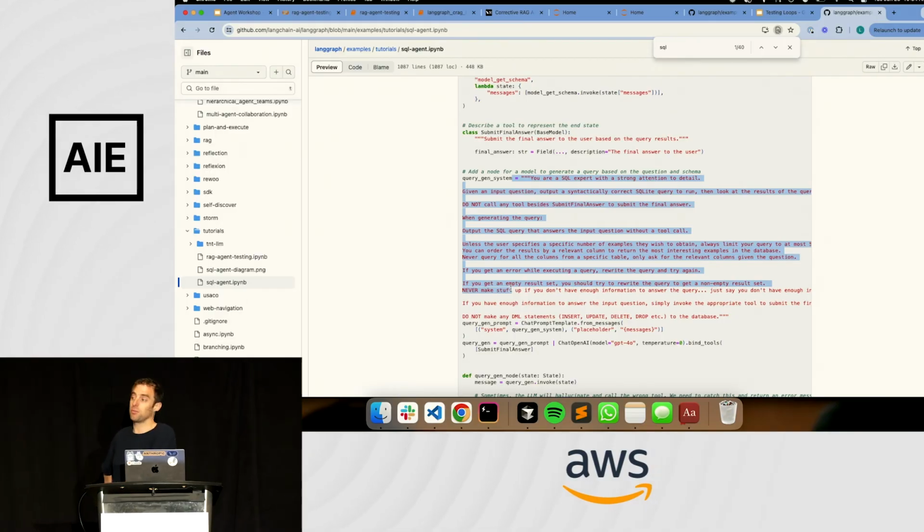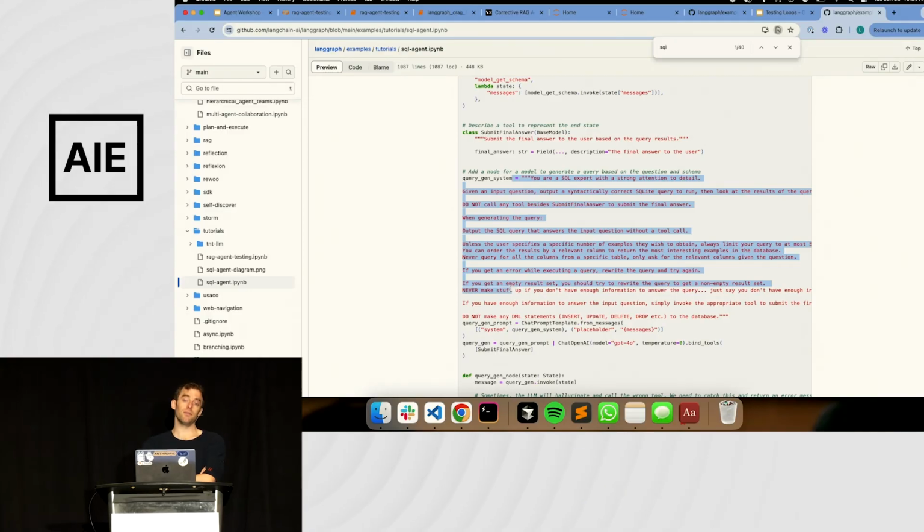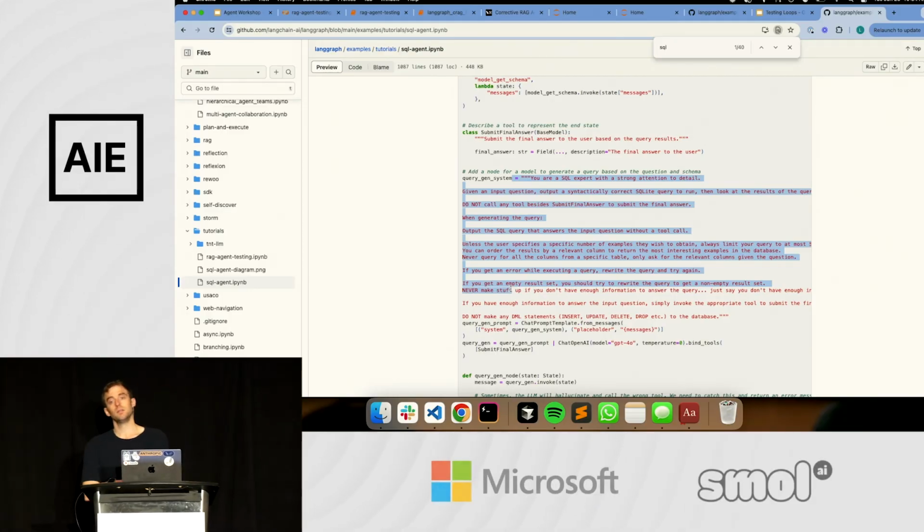There might be a specific text to SQL deep dive at some other point in this conference, and you should definitely seek that out. But I haven't done that much text to SQL.